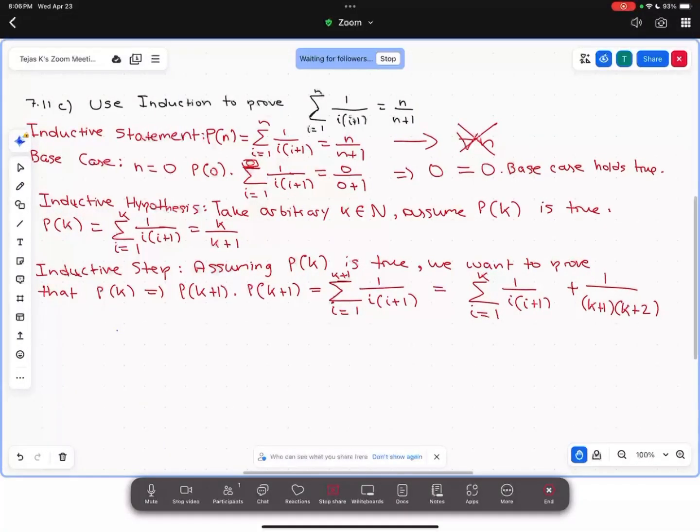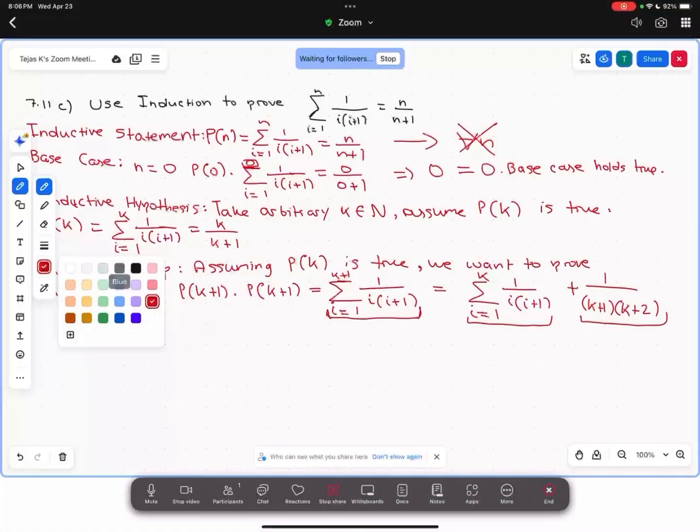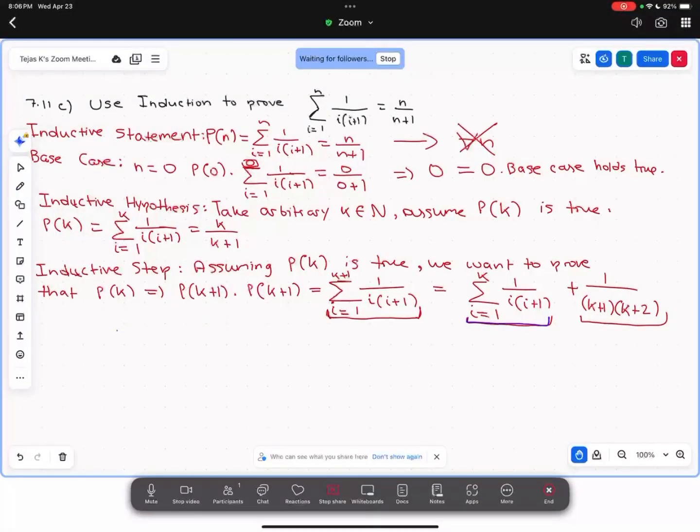We first split it into the sum from i equals 1 to k. This takes care of the first k elements of this summation right here. And then we're left with the (k plus 1)th element, which we plug into i and get this right-hand side. So now we already know what this part in blue is using the inductive hypothesis. So now all we have to do is prove it.